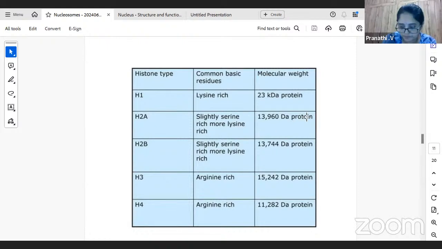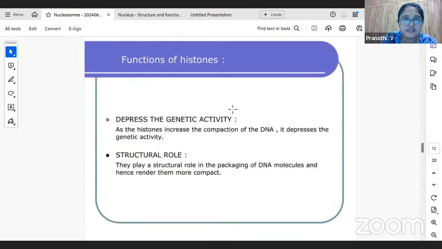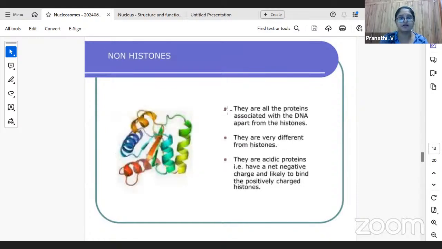And what is the component of each histone protein? You get to see it is mostly serine or lysine rich, and H3, H4 arginine rich. Again, bonding is present over there in between them, the peptide bonds that are present. In fact, they are going to help in a much more compact structure. So, what are the functions of histones? Increase the compact nature of the DNA, and when this is there, it suppresses the genetic activity as such, and structurally makes the DNA compact.